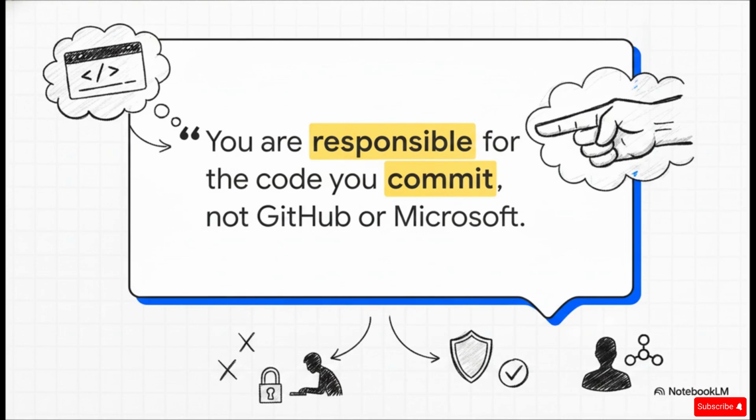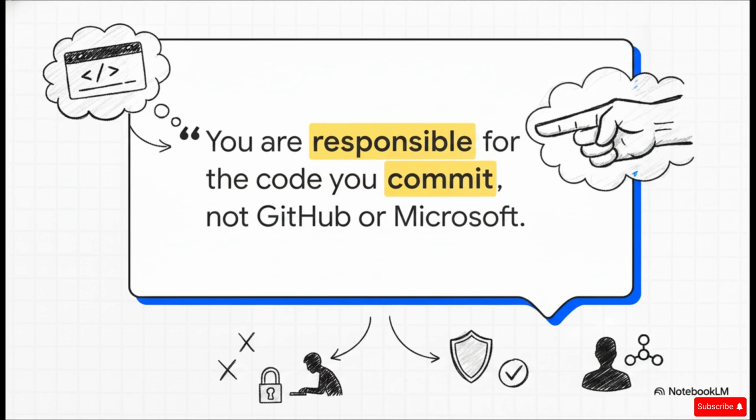Ultimately, it comes down to the core philosophy of responsible AI use. Copilot suggestions are just that. They're suggestions. They're starting points, not finished audited code. When you press tab and commit that code into your repository, your name is on the Git blame.